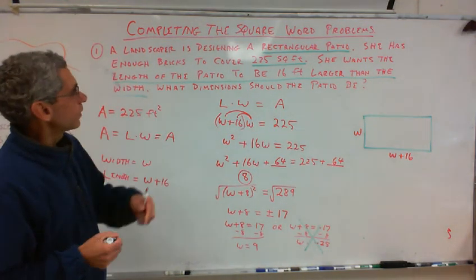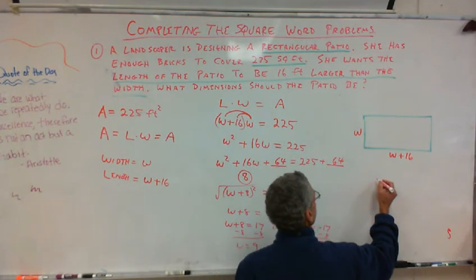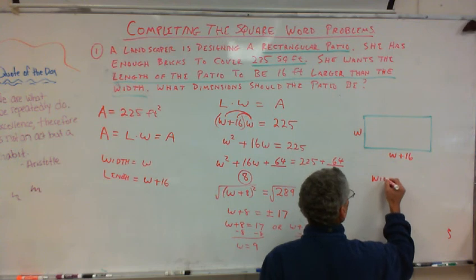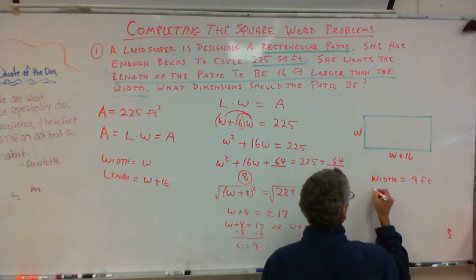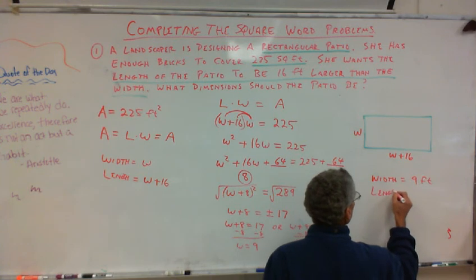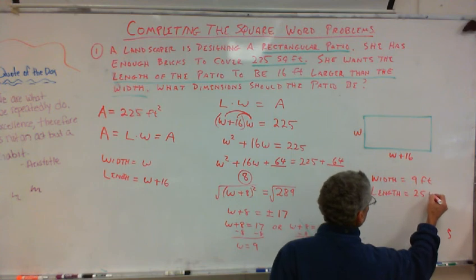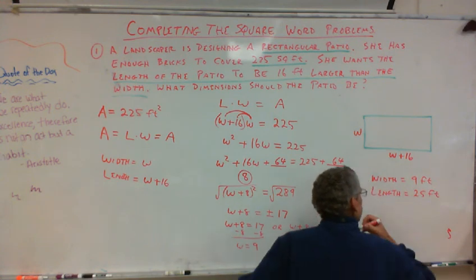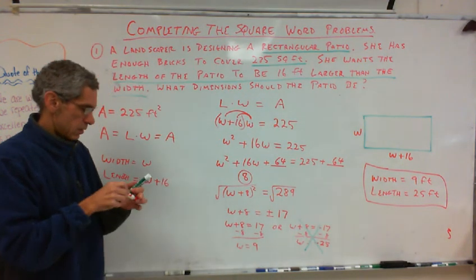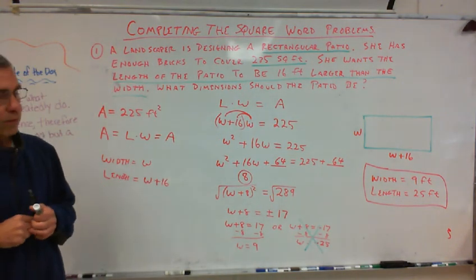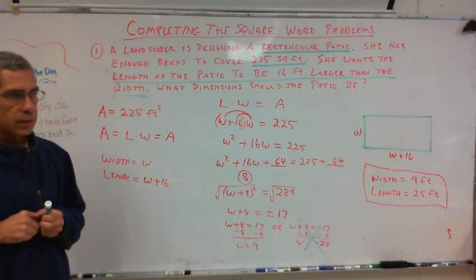So it says, what dimension should the patio be? Well, here's my final answer. The width is equal to 9 feet, right? And then the length is what? 25. 16 plus 9 is 25 feet. Isn't that cool? And I put it in a box, and we have our answer. Isn't that cool? It makes sense, right?